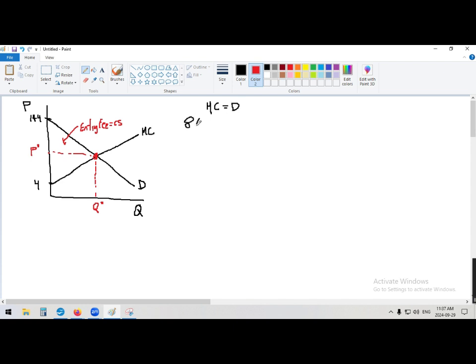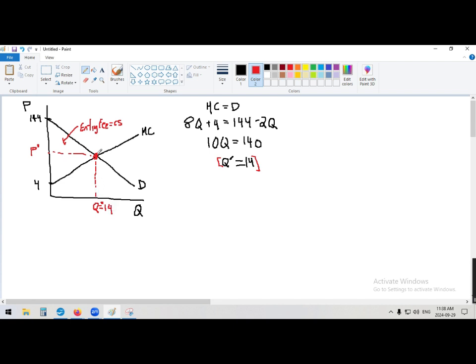So we have 8q plus 4 equals 144 minus 2q. Here we can solve for q by putting them on the left here. We get 10q equals 140. So the market quantity is 14. That's going to be this point here.